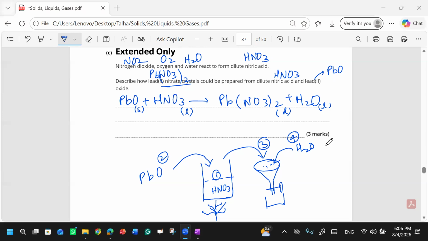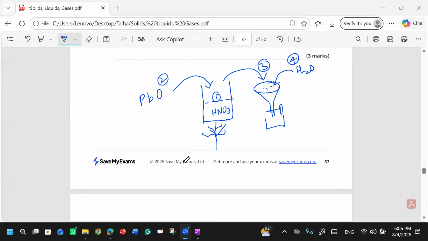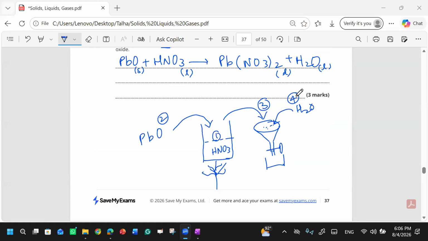In the end, we don't heat it. We only heat this at this stage, when you are mixing the lead oxide in the dilute nitric acid. In the last step, we just wash it with water to remove the impurities. Otherwise, the impurities will not be removed.